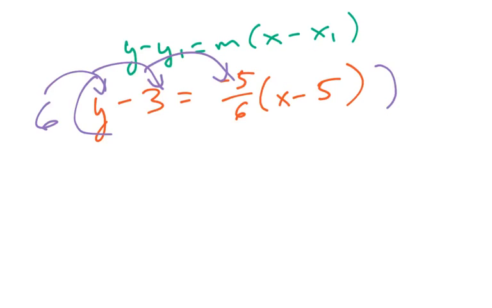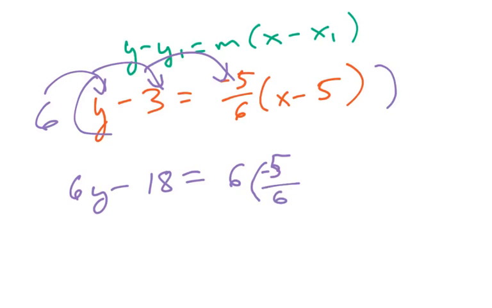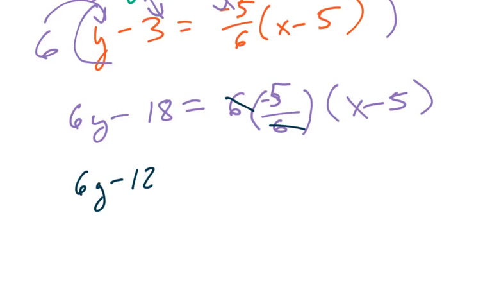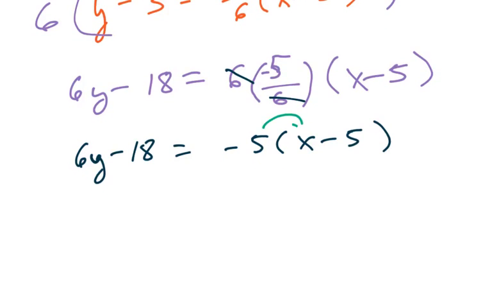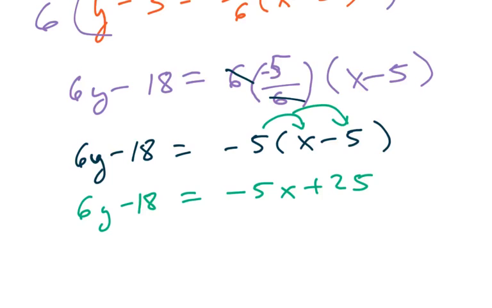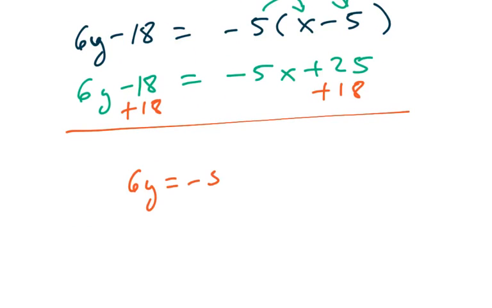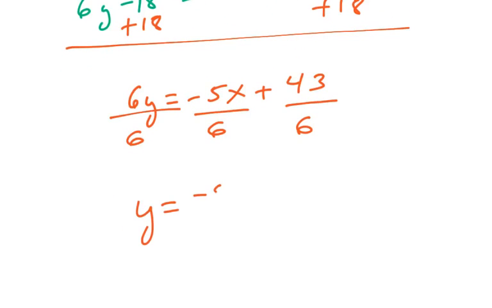Oops, a little ambitious there. Okay, so this gives me 6y minus 18 equals 6 times negative 5/6 times (x minus 5). The 6s cancel out, so 6y minus 18 equals negative 5 times (x minus 5). I'm going to distribute the negative 5 into both of these. Negative 5x plus 25 equals 6y minus 18. Remember, the goal is to get y by itself. So I'm going to add 18 to both sides. So 6y equals negative 5x plus 25 and 18 is 43. Divide through by 6. And y is equal to negative 5/6 x plus 43/6.